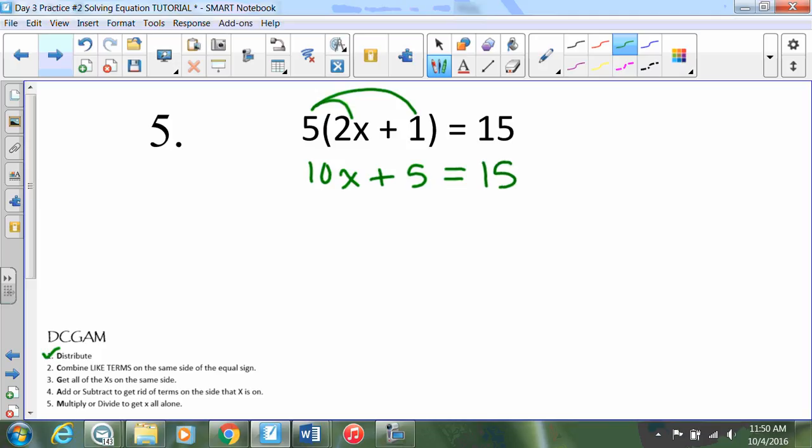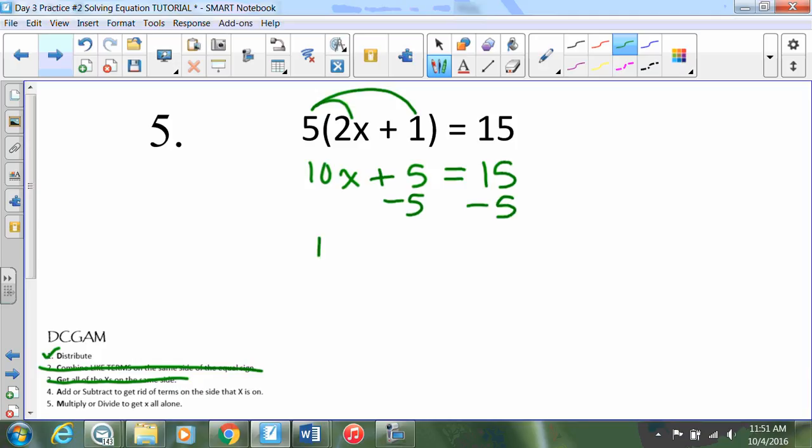So I have distributed. Are there like terms on either side of this equation? No, so I can't do that step. Are the x's already on the same side? Yep, there's only one x, it's on the same side. All right, next step, add or subtract to get rid of terms on the side x is on. Well, x is on the left side, so I'm going to get rid of the 5 first by subtracting it. Whatever I do to one side, I have to do to the other.